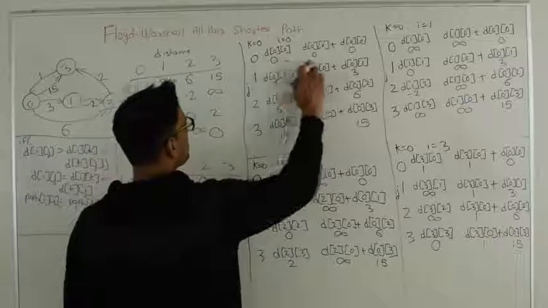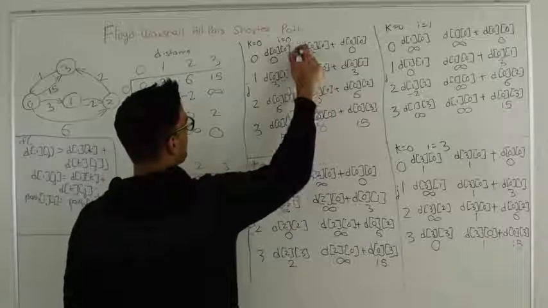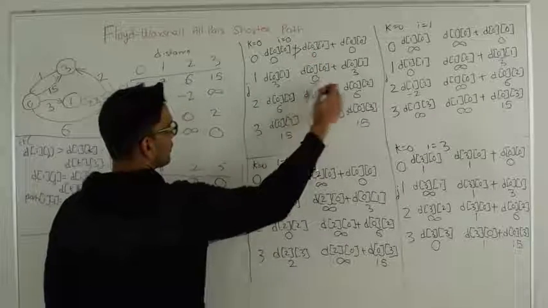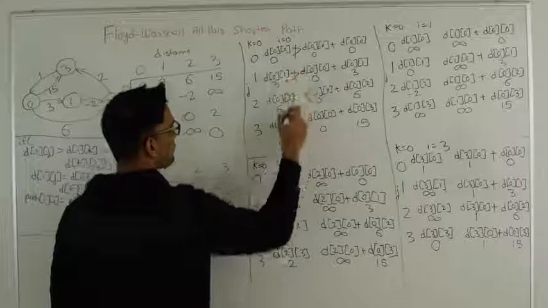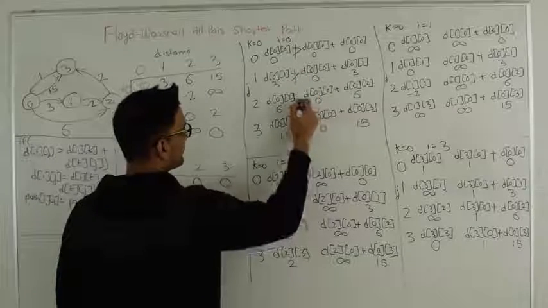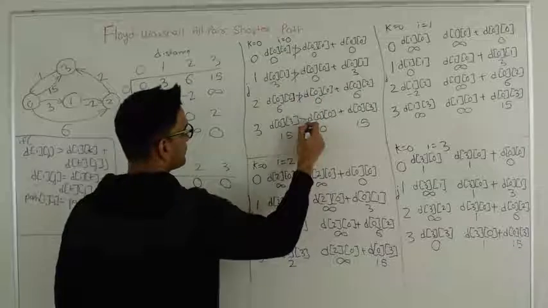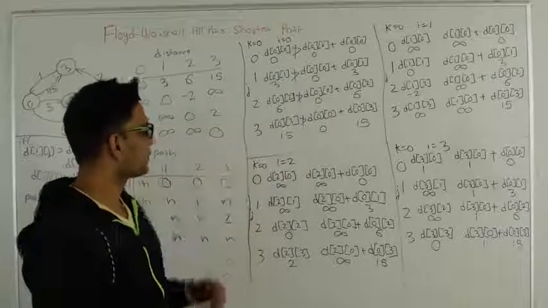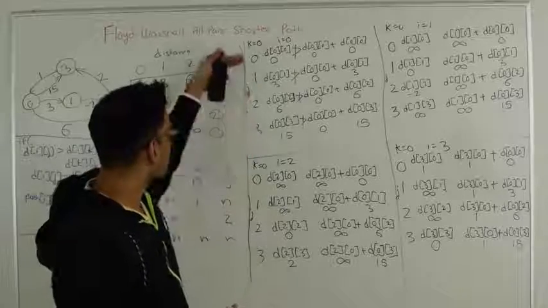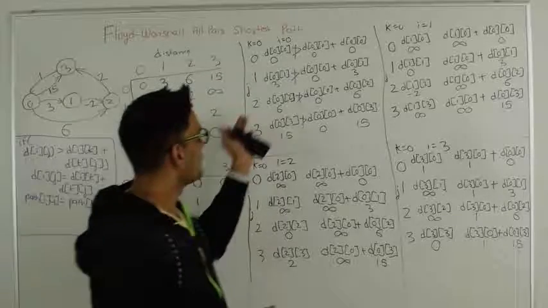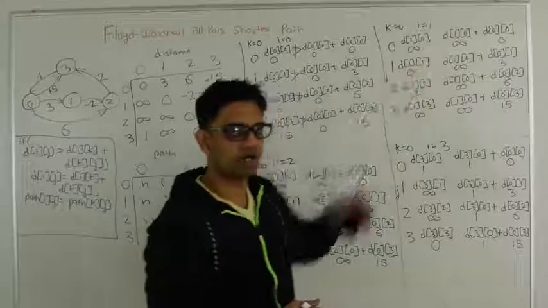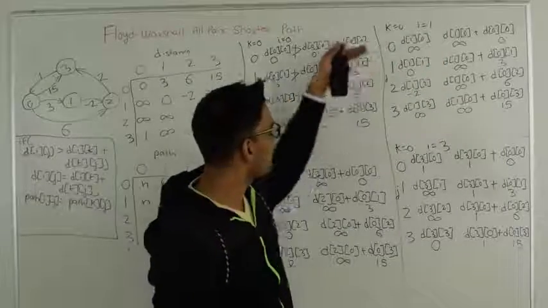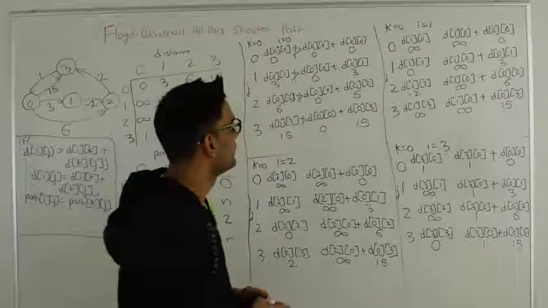So 0 is not going to be greater than 0 plus 0. So this is not true. 3 is not going to be greater than 0 plus 3. So this is not true. 6 is not going to be greater than 0 plus 6. So this is not true, and this is not true. So far going through vertex 0 has not given a shorter distance. So once we are done iterating through all the values of j, we go here and increment our i by 1. So k continues to be 0, i increments by 1, and then again we are going to go through all the values of j.